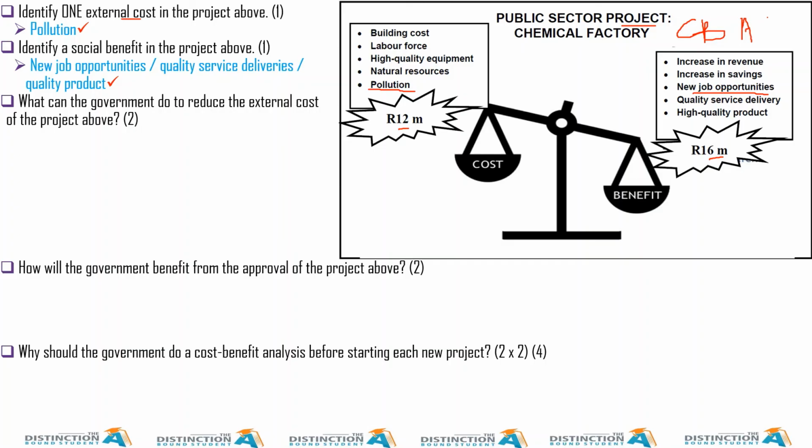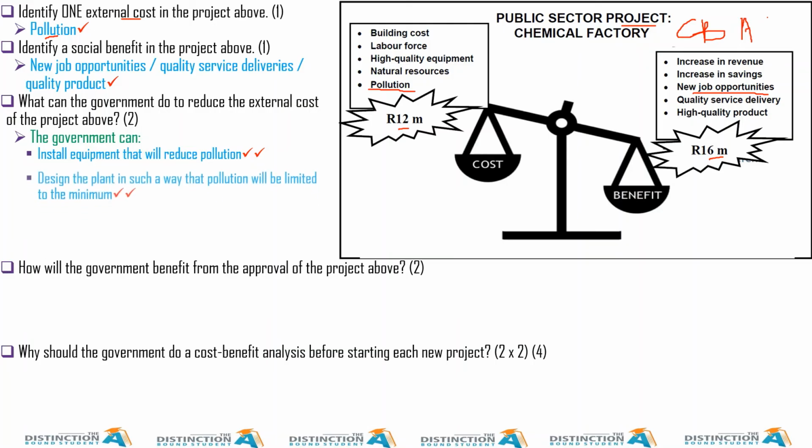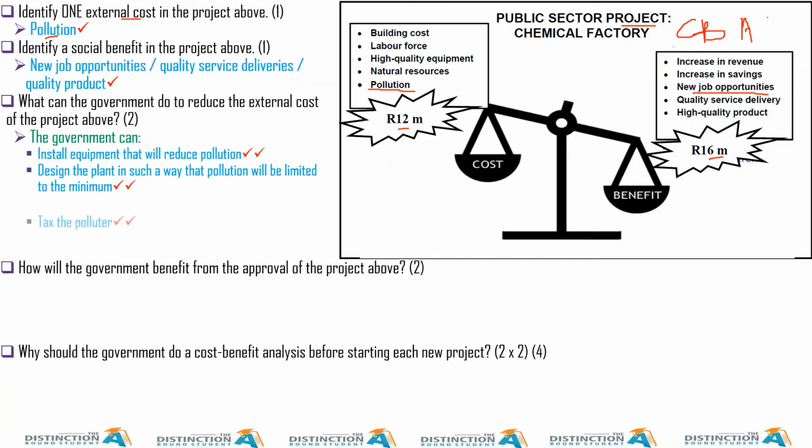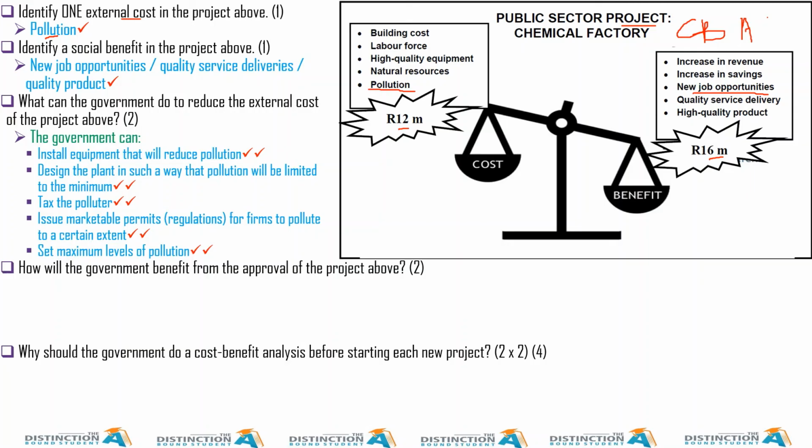What can the government do to reduce the external cost? Okay, so what can government do to reduce pollution? Okay, we even talked about it in the previous question. The government can install equipment that reduce pollution, design the plant in such a way that pollution will be limited to the minimum, tax the polluter, issue marketable permits for firms to pollute to a certain extent, and then set maximum levels of pollution. How will the government benefit from the approval of the project above?